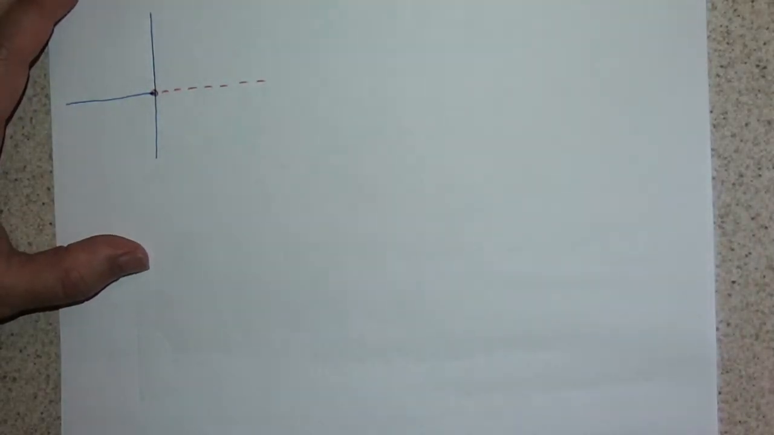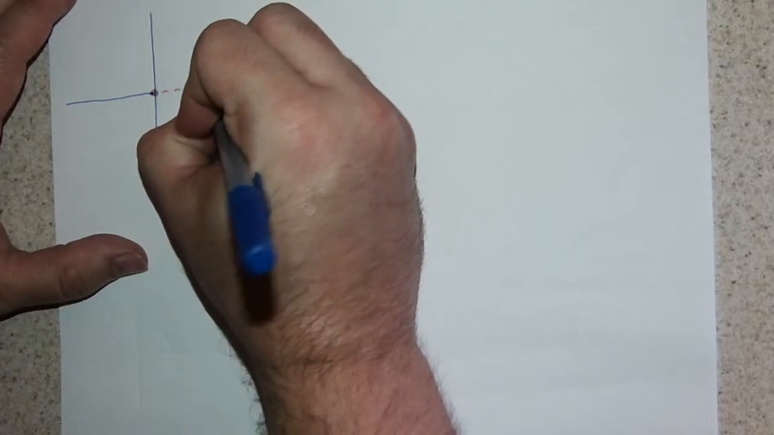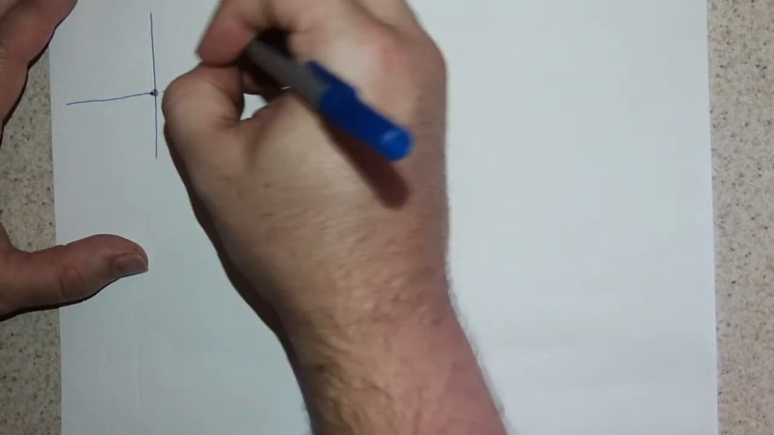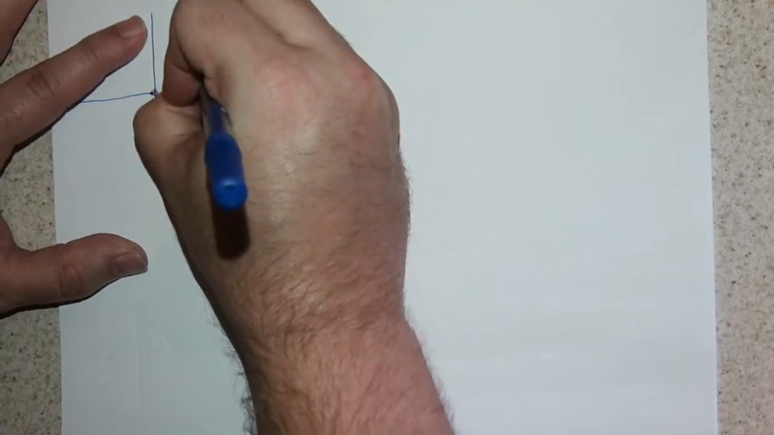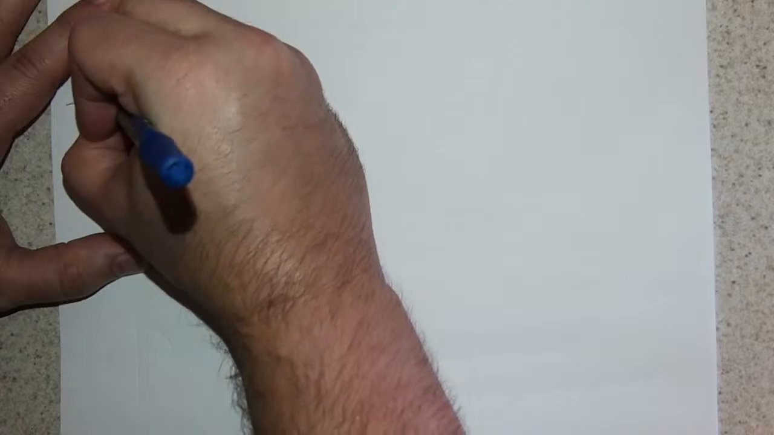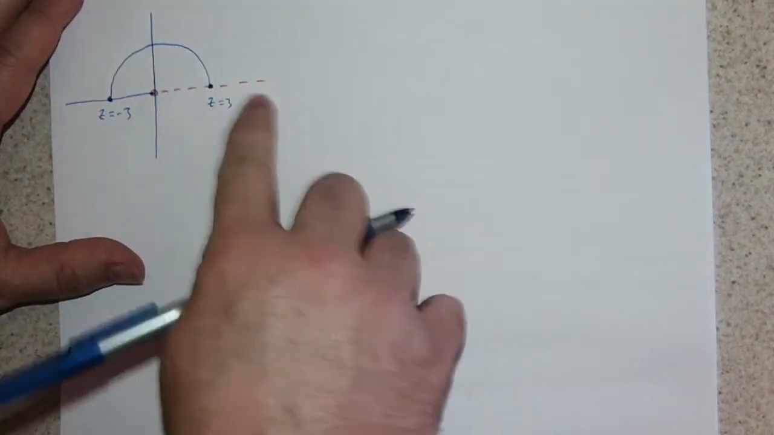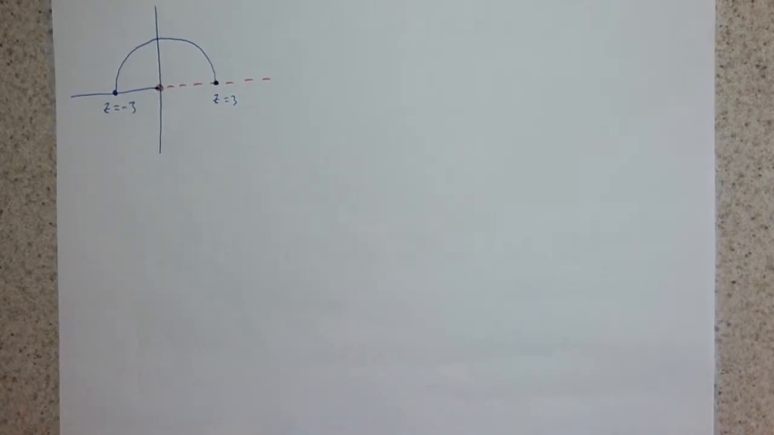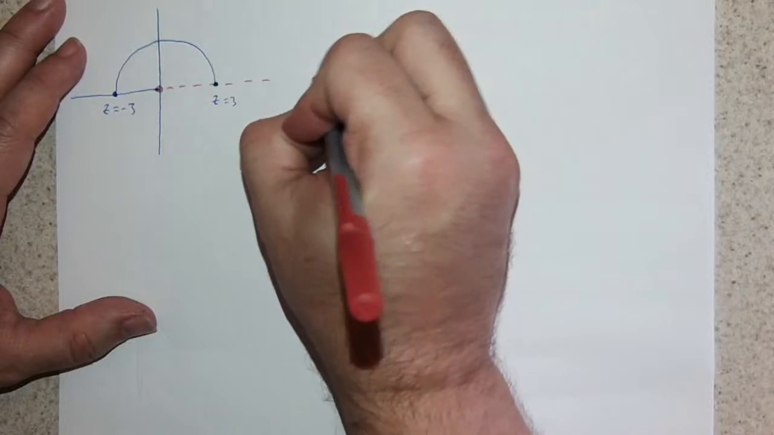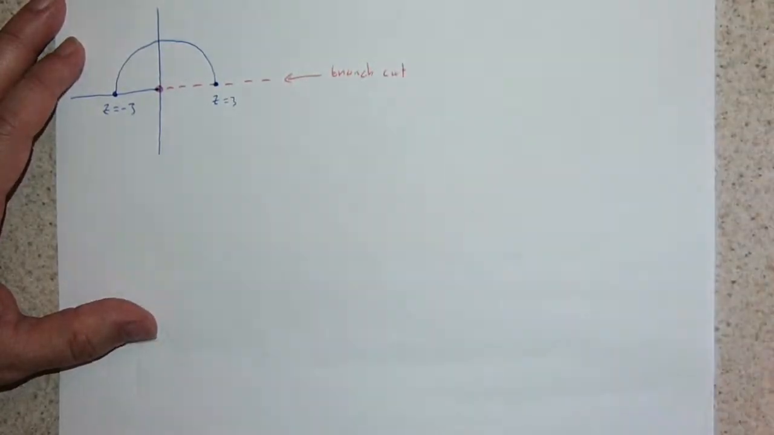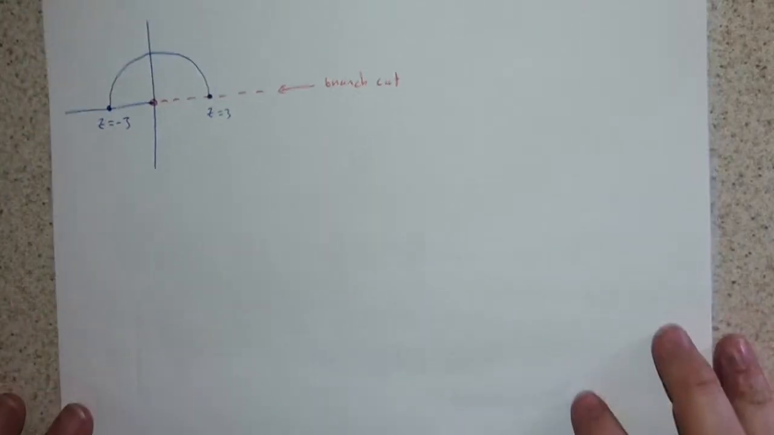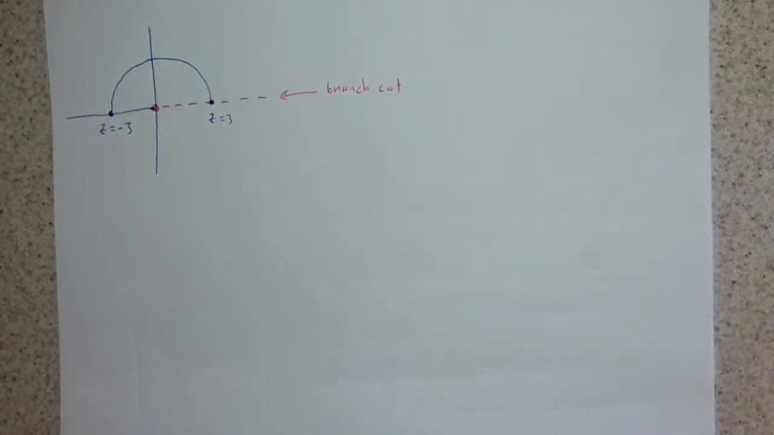Okay, so I have my point C, or sorry, my point 3 here. So this is z is equal to 3. C looks like this. And here z is equal to minus 3. This red dotted line is the branch cut that I'm talking about. Okay, so this is my branch cut. So when we say branch cut, that is what we mean. This is my branch cut for this function.